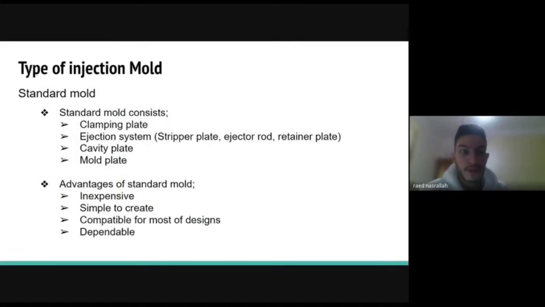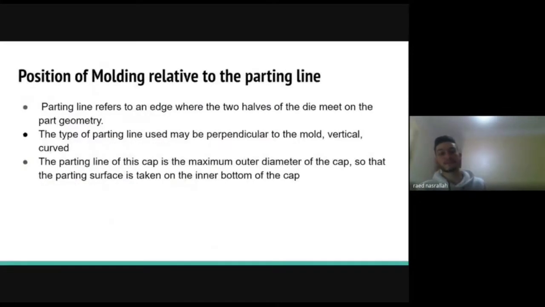So the type of injection mold used is the standard mold. A standard mold consists of a clamping plate, injection system, which is a stripper plate, ejector rod, retainer plate, as well as cavity plate and mold plate. The advantages of the standard mold are that it is inexpensive, simple to create, compatible with most designs, and dependable. Next, please. Okay, the position of molding related to the parting line.